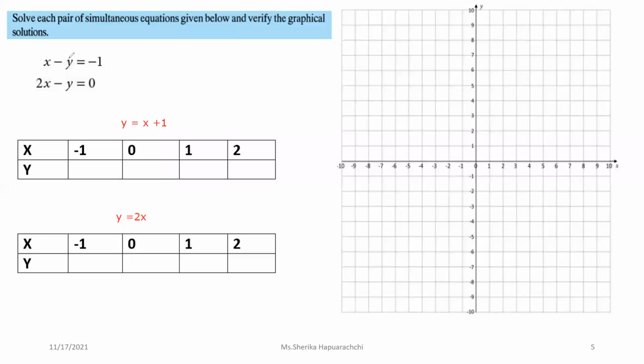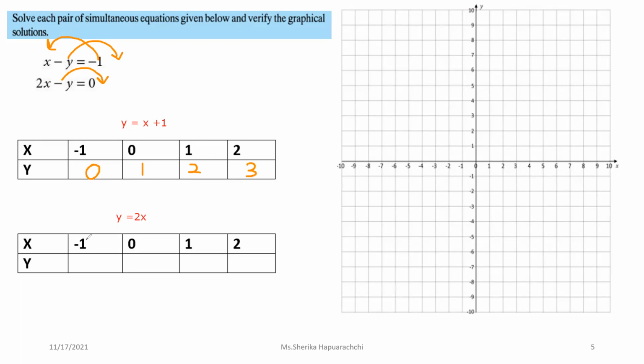Here I have taken this to this side and I have taken this -1 to this side. Here I have taken this to the other side, right? First, we have to complete our two tables. Now, y equals x plus 1, that is my equation. When x is -1, -1 plus 1, it will become 0. When x is 0, 0 plus 1, it will become 1. When x is 1, 1 plus 1, it's 2. And 2 plus 1, 3. So I got my coordinates.